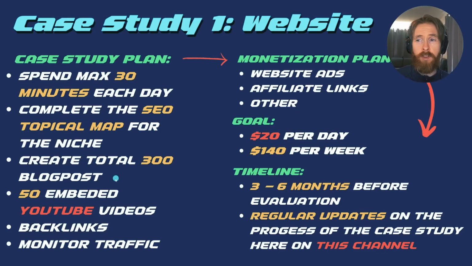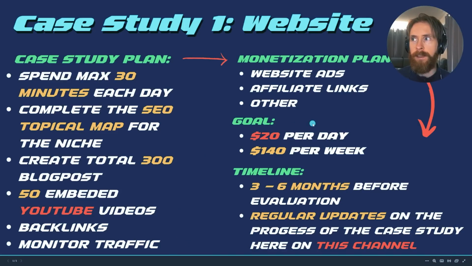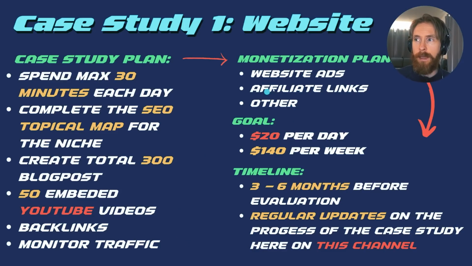The plan is to create a total of around 300 blog posts on this niche. We're gonna try to aim for 50 embedded YouTube videos. I'm also gonna show you that. Maybe get some backlinks, and we're gonna monitor the traffic. The monetization plan is to get some ads on, maybe some affiliate links, other ones we will take a look at later. The goal for this is to make $20 each day.